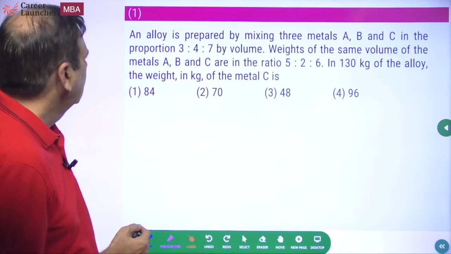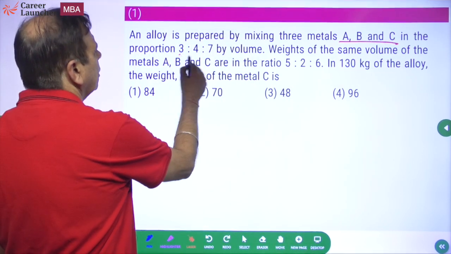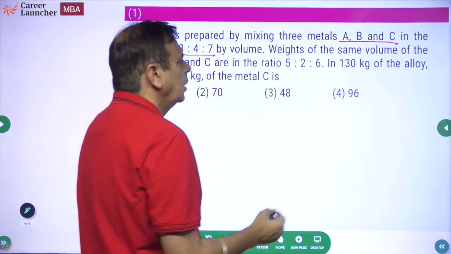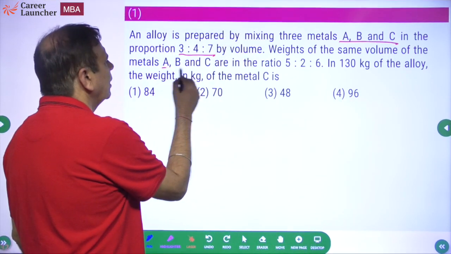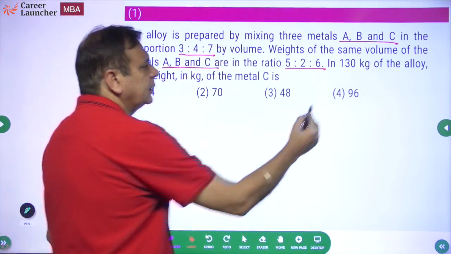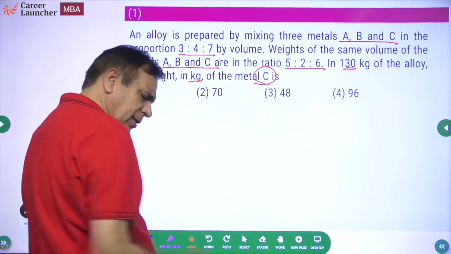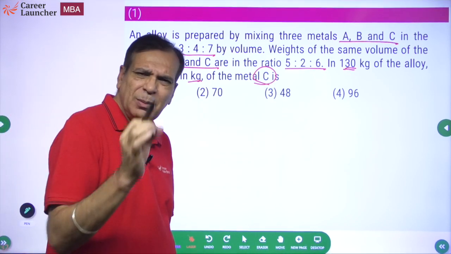Okay, first question. An alloy is prepared by mixing 3 metals A, B, C in the proportion of 3:4:7 by volume. Weights of the same volume of metals A, B, C are in the ratio of 5:2:6. In 130 kg of the alloy, what is the weight in kg of metal C? Okay. Simple question, there is no jugaad in this, it's a simple question.